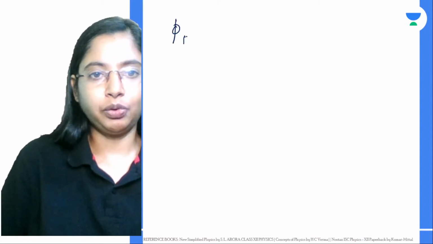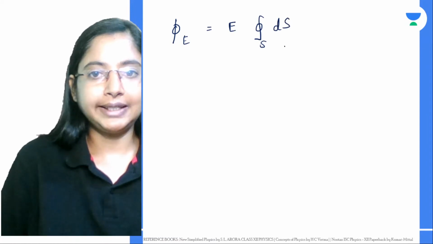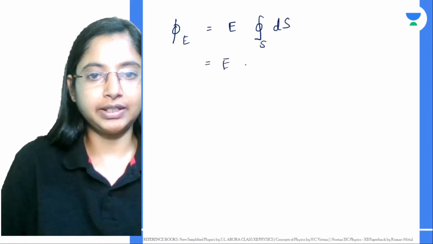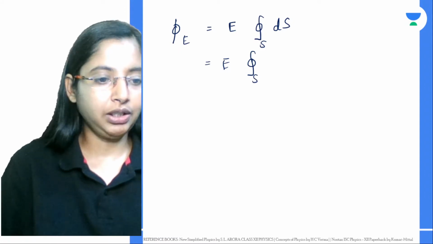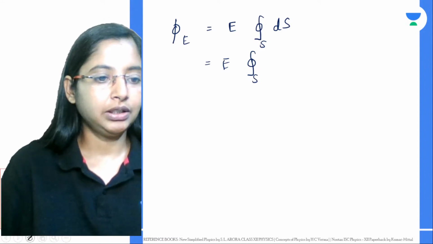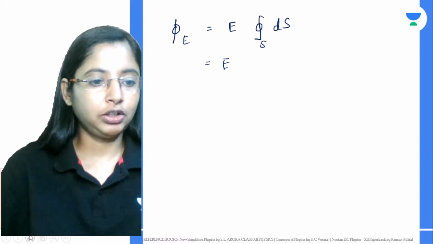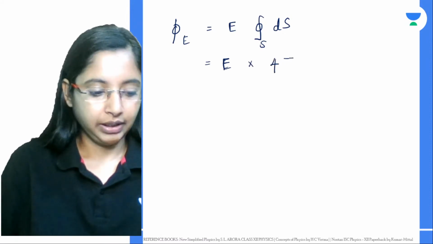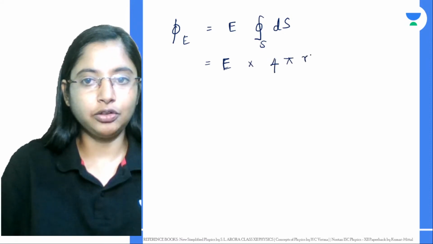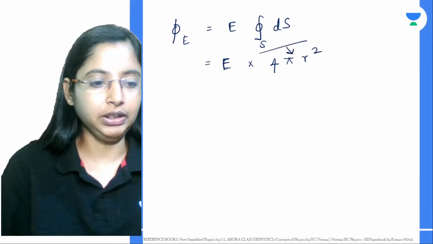So from here, phi e will be E into the closed integral of ds. The closed integral of ds is nothing but the area. What is the total area of the sphere? The total area of that particular sphere would be 4 pi r square, where the radius of the sphere is r. So the closed integral of ds is just the total area of the sphere.